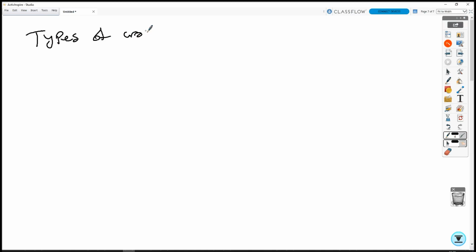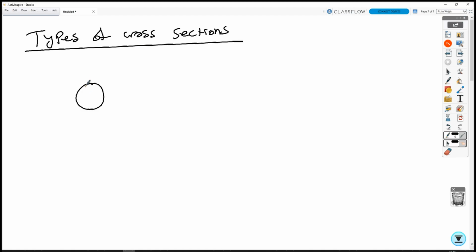Types of cross sections. So the most typical type of a cross section is going to be circular, but you can also have rectangular or square cross sections as well. The important thing is that you recognize in the question what type of cross section has been given to you and calculate its cross sectional area appropriately. So we could have circular, or we could have rectangular.